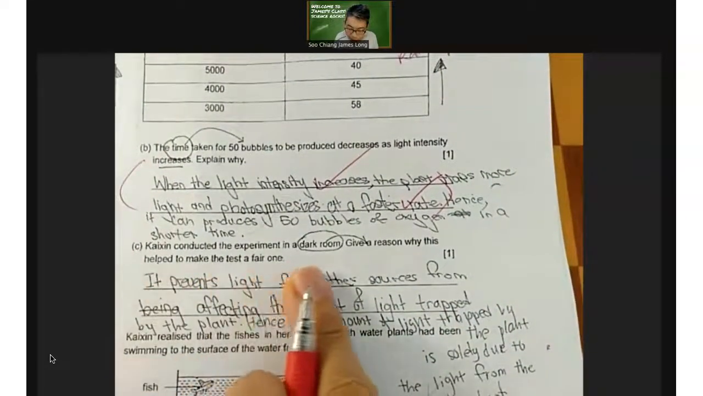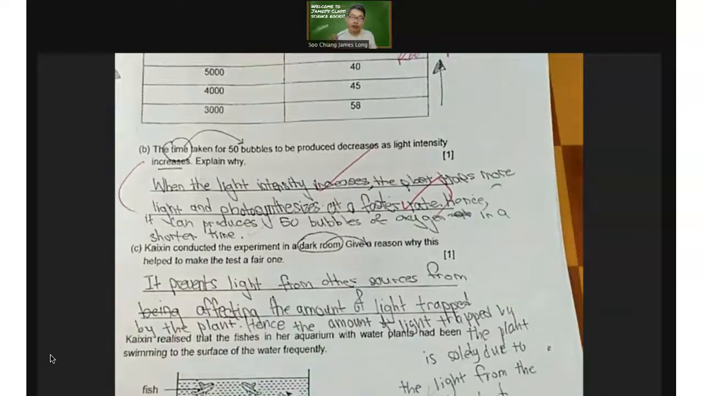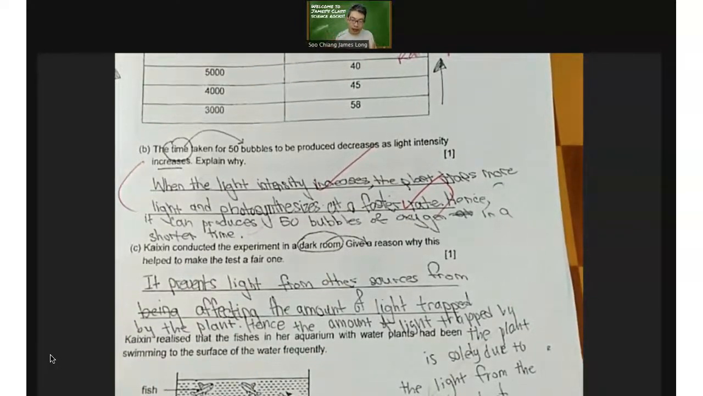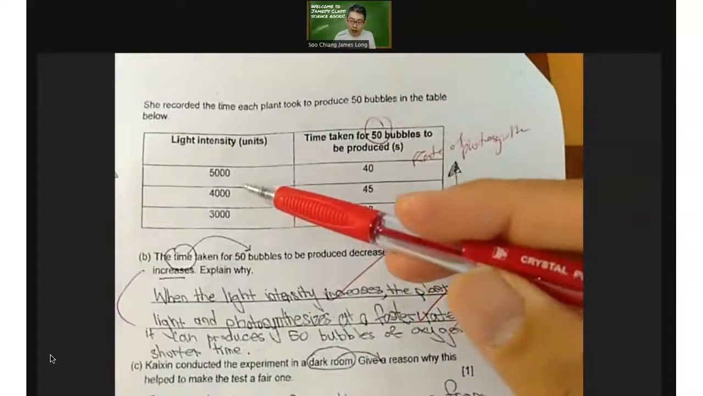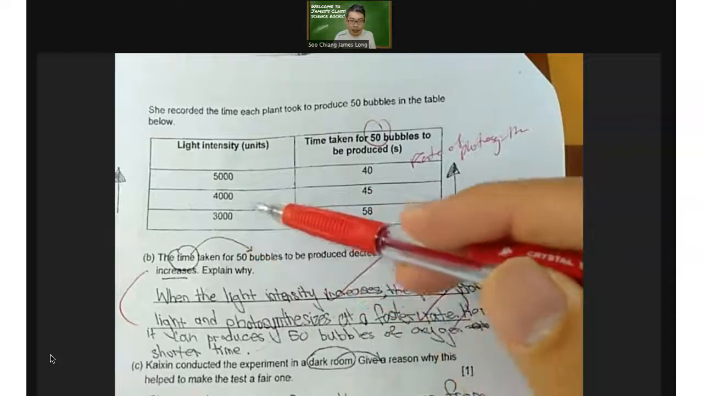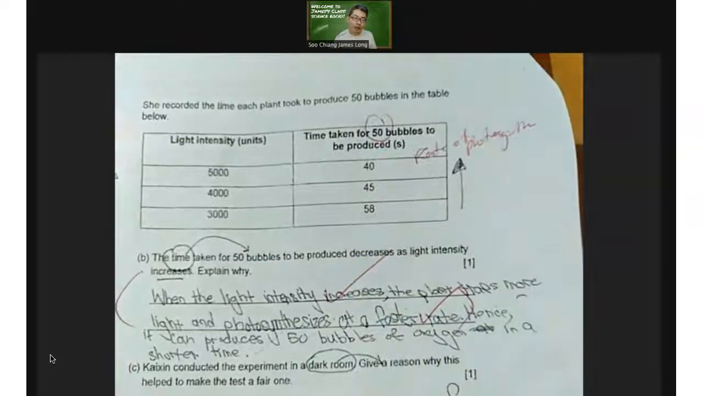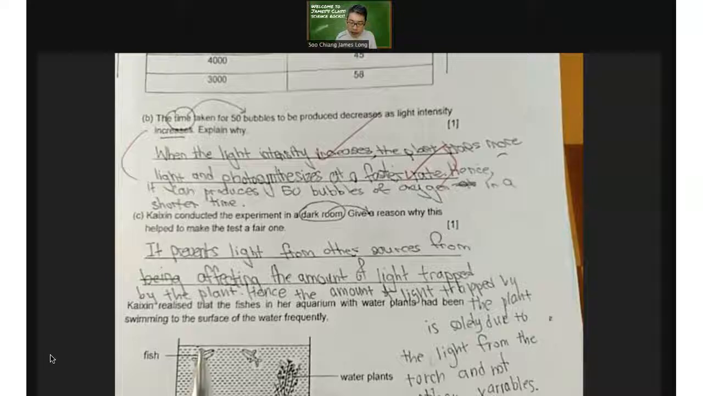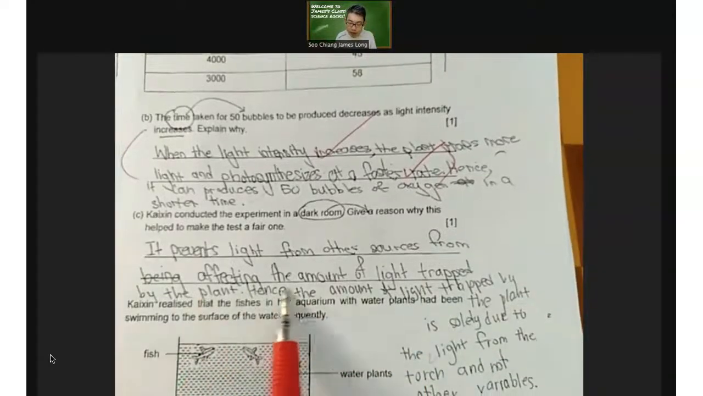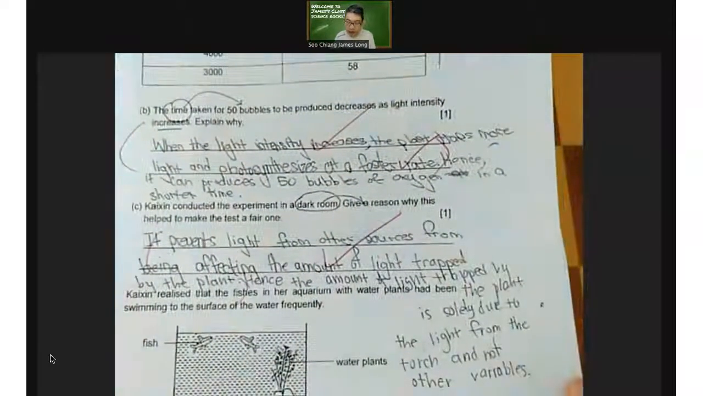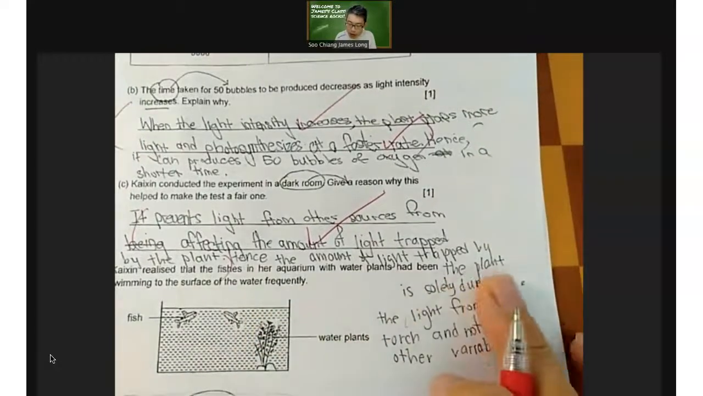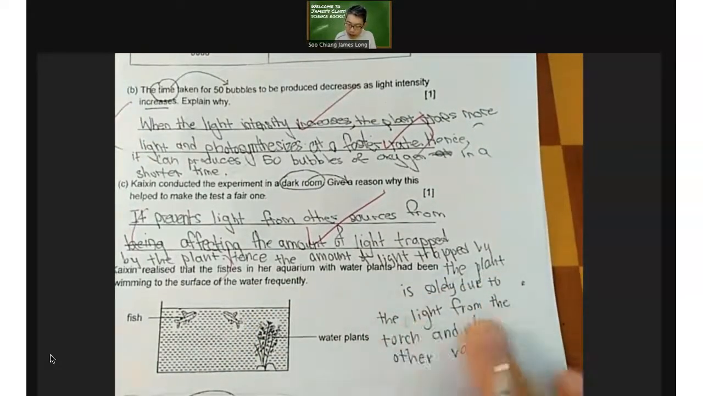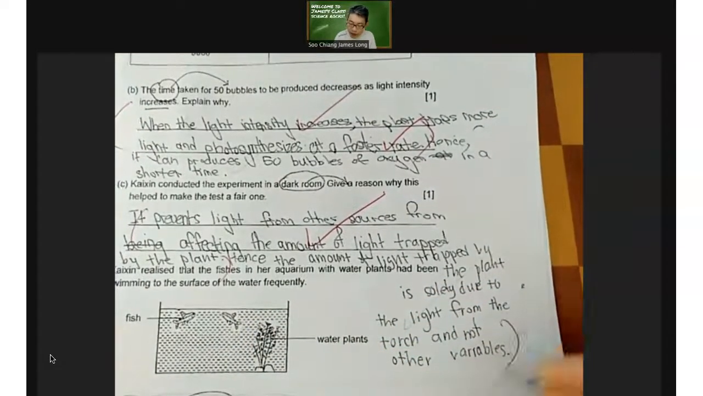Kai-Sin conducted the experiment in a dark room. A dark room is so that all the light the plant gets comes from whichever light source this is. It could be a lamp or something. So there's no other light from the surroundings to affect the experiment. It prevents light from other sources from affecting the amount of light trapped by the plant, correct? And the amount of light trapped by the plant is solely due to the light from the torch and not from other variables. This is correct.